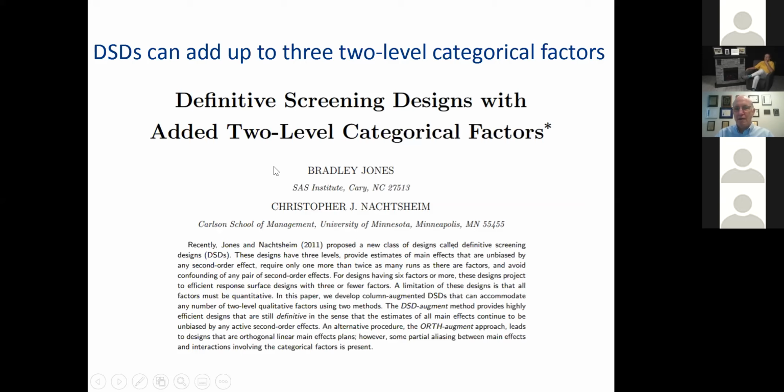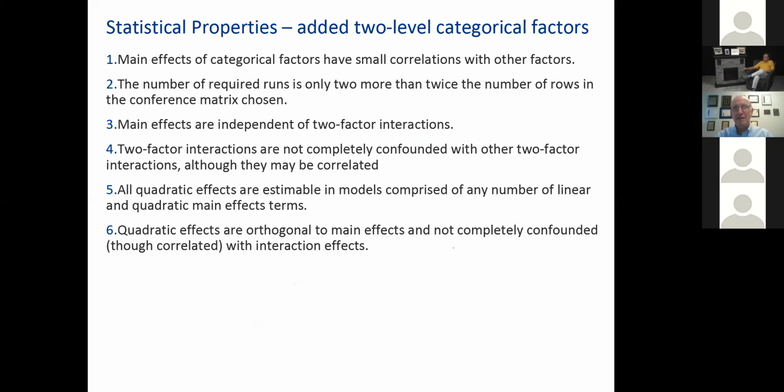Now, that was the design of DSDs for all continuous factors, but as soon as Chris and I published the paper on definitive screening designs for all continuous factors, the first thing we heard from users was, well, what if I have some categorical factors that are at 2 levels? So then we had to write another paper on adding 2-level categorical factors. And so that can be done. And when you do that, instead of having 1 more than twice the number of factors, you have to do 2 more than twice the number of factors. Also the main effects will be independent of 2-factor interactions just the same way as before, but there may be small correlations between the categorical factors and the continuous factors, but so small as to not really affect estimation or model selection.